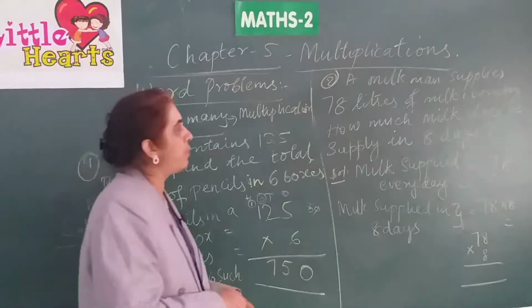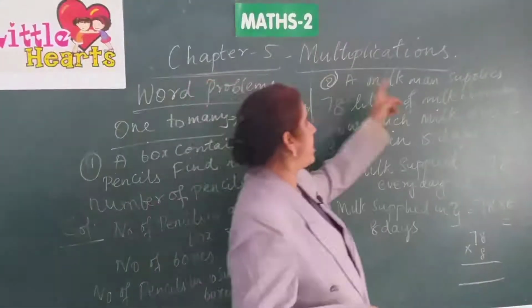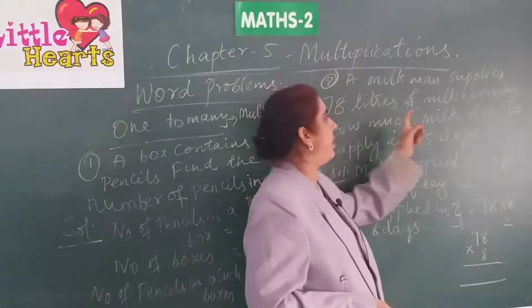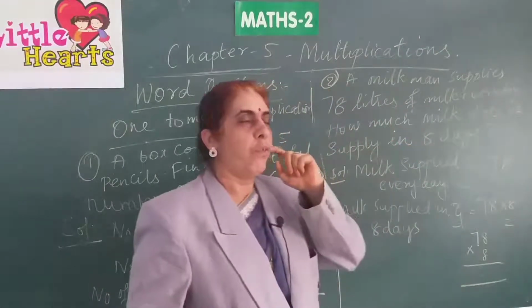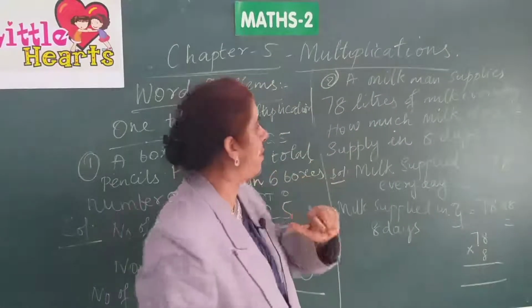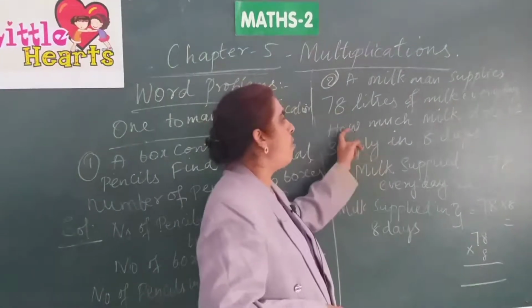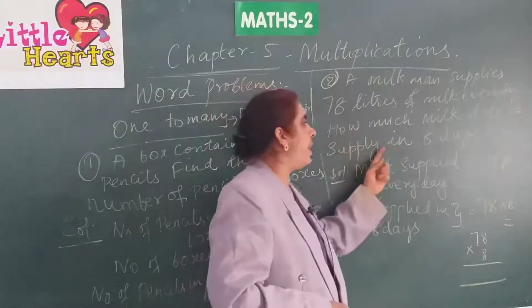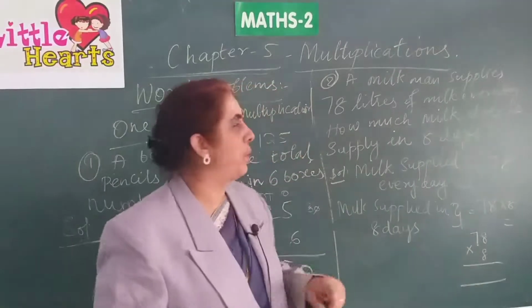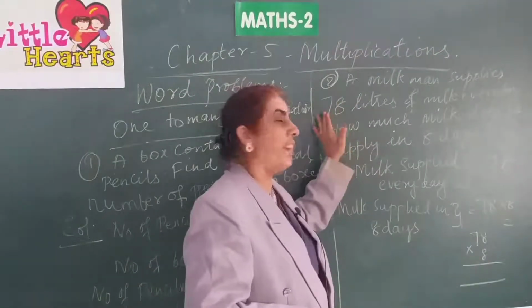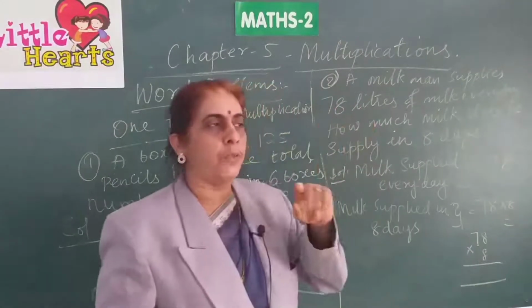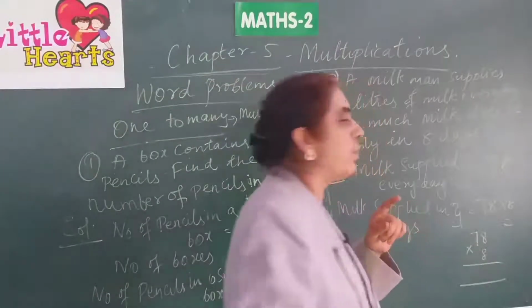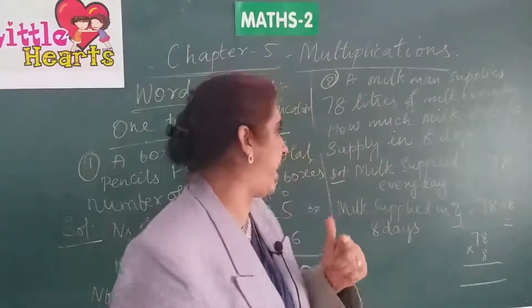And coming to the next problem, a milkman supplies 78 liters of milk every day. For one day he supplies 78 liters of milk. How much milk does he supply in 8 days? So the supply of milk for one day is given and you are asked to find out the quantity of milk supplied in 8 days.